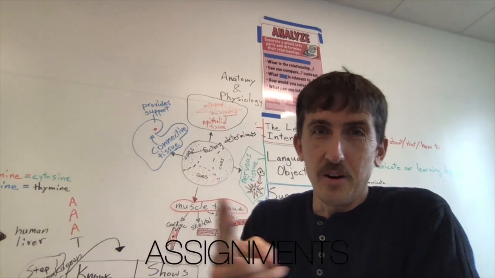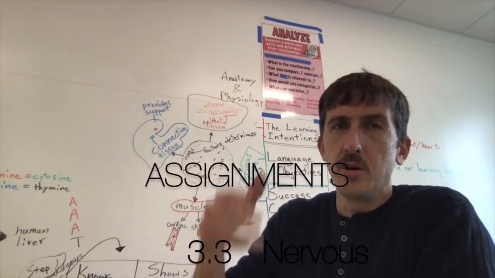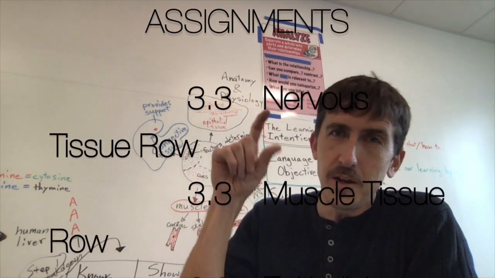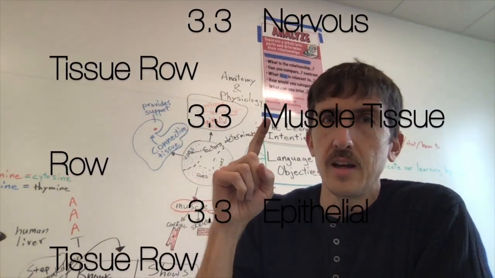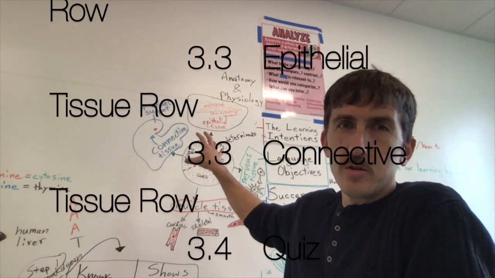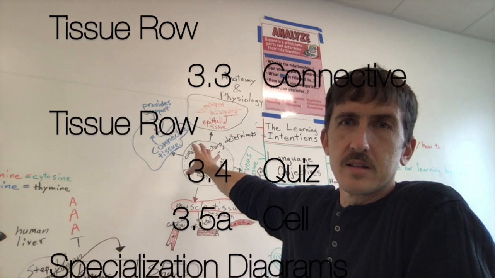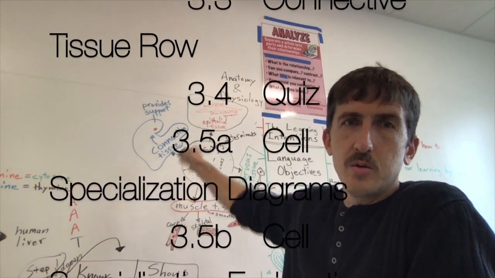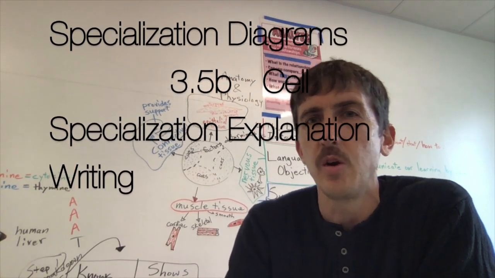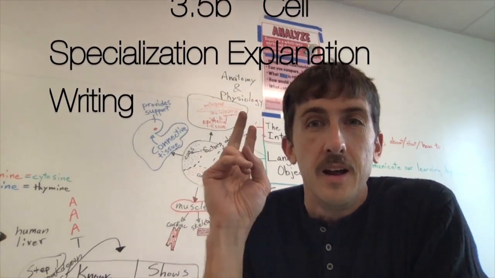Your assignments are, of course, to do those diagrams I just showed you, but also to watch that video again, put that video in front of you so that you can explain in 10 sentences how cells get specialized. How do they go from one to any type of specific cell in a specific organ?